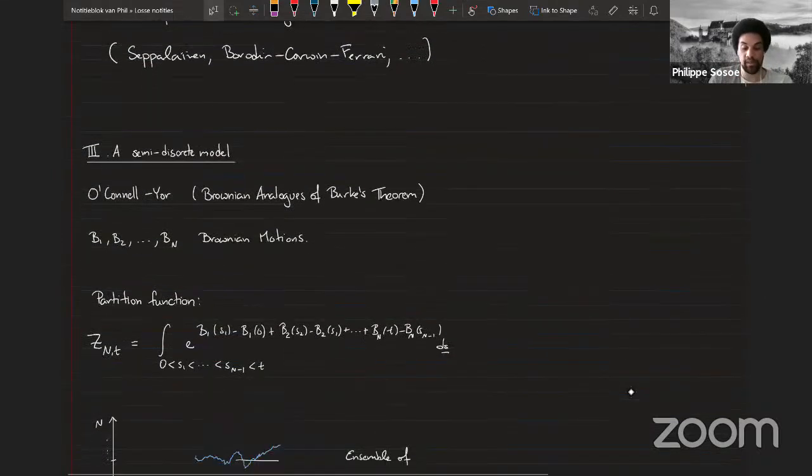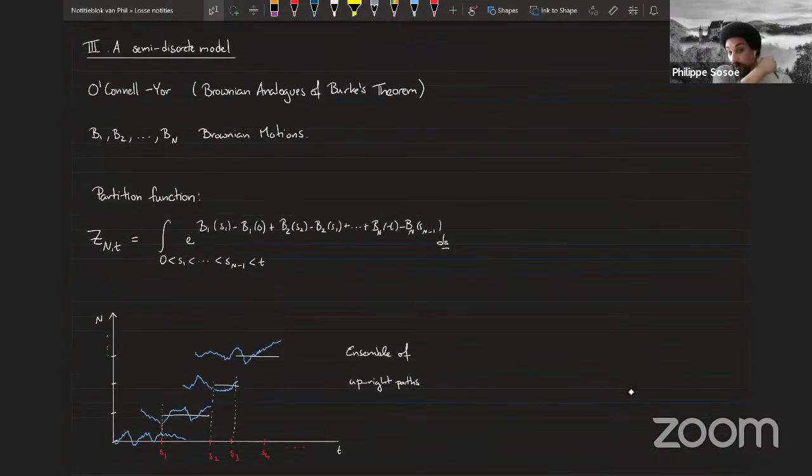Okay, so what is the semi-discrete model of O'Connell-Yor? Let me give it some time to update. This model was introduced by O'Connell and Yor in a paper called Brownian Analogues of Burke's Theorem. A very important input to that paper was a paper by Matsumoto and Yor about certain exponential functionals of Brownian motion.